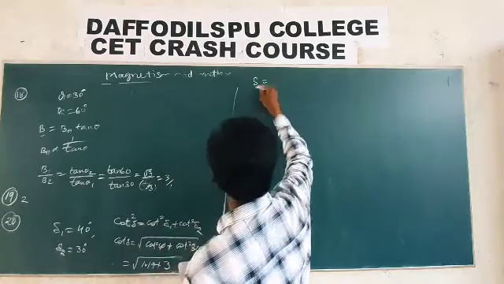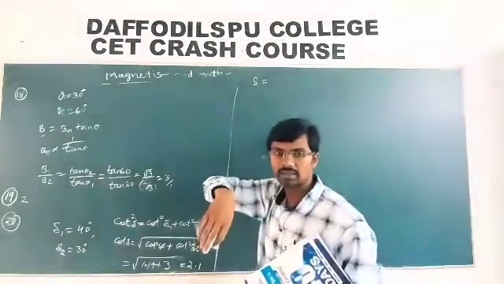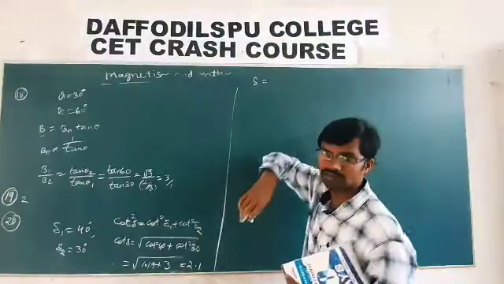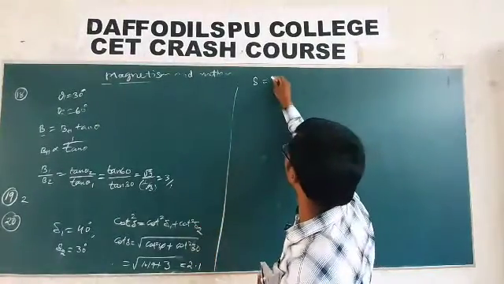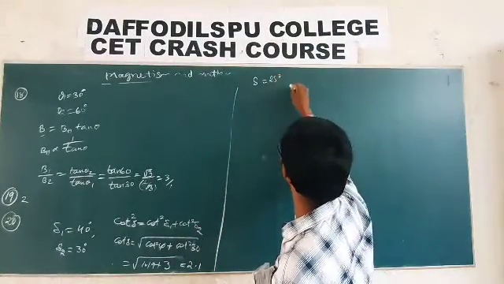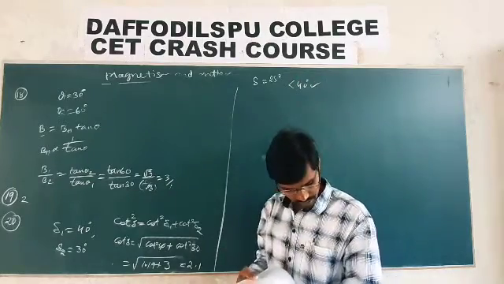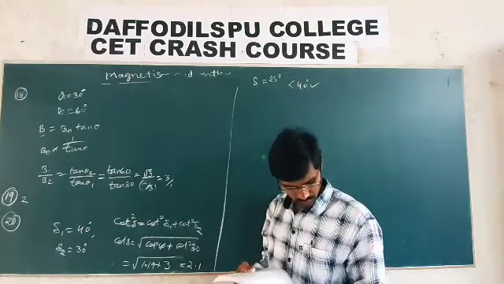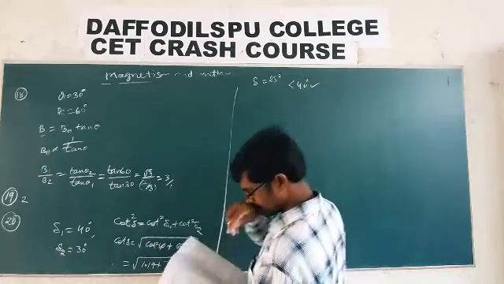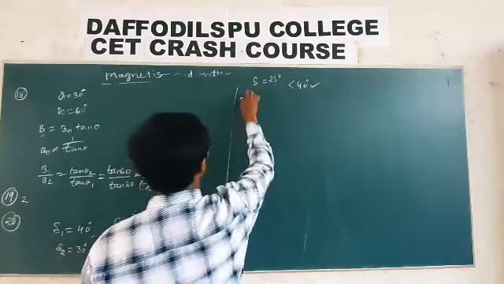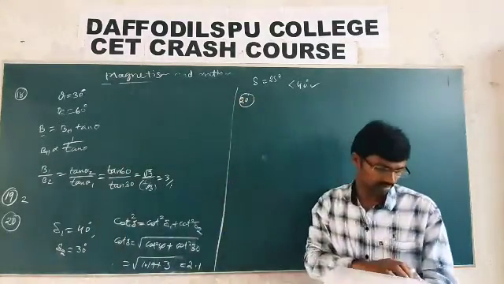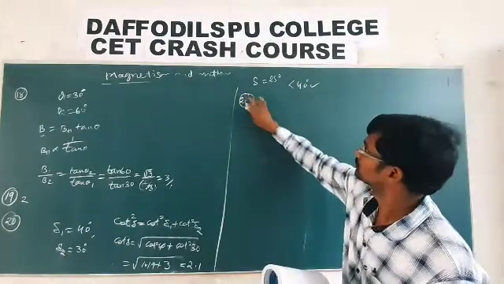23 done. Let us see the 24th one. A 30 centimeter long bar magnet. We have a bar magnet, 30 centimeter, placed in the magnetic meridian with its north pole pointing south. So it is placed with the north pole pointing south, sorry, south to north.